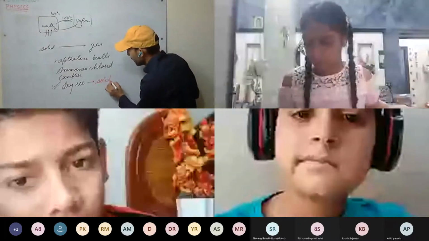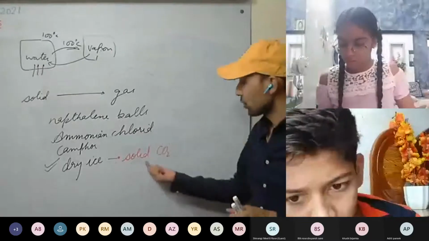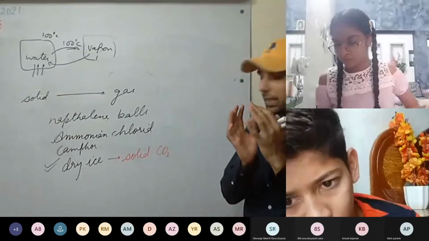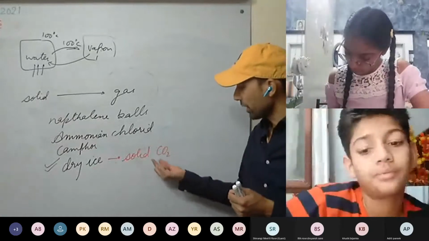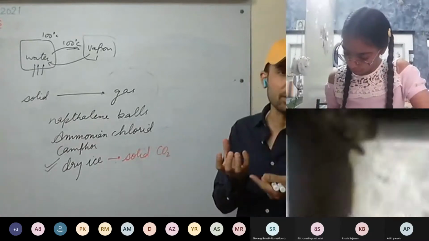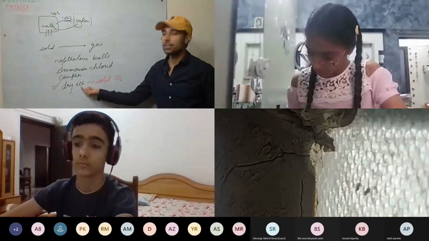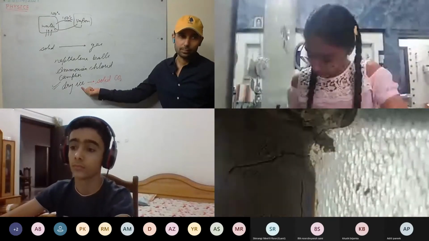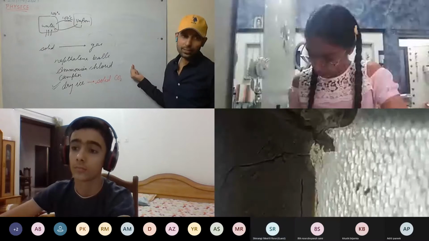solid carbon dioxide. So we have cooled carbon dioxide to a temperature where it becomes solid. Now when carbon dioxide becomes solid, it resembles ice. That's why it is called dry ice. And it will be directly converted into gaseous state.